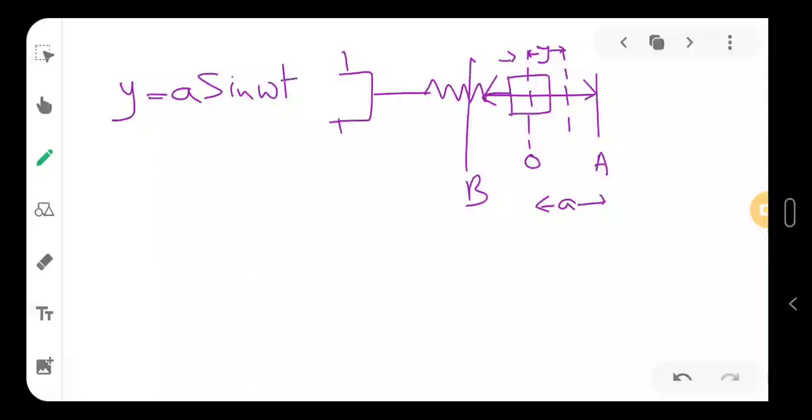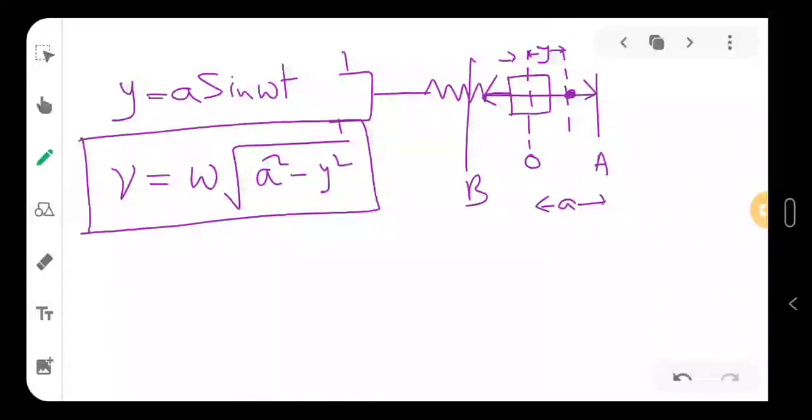Now there is also one more relation that is very important here. The derivation you can do later on. The derivation is based on integration and we can easily get this. So v is equal to omega root over amplitude square minus the displacement square. If you want to know what will be the velocity of your bob at a point, let's say at y distance from the equilibrium, you can easily find it using this formula.